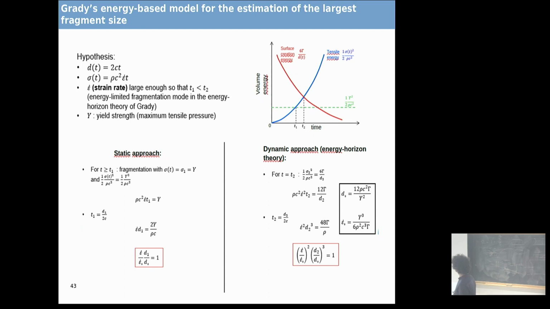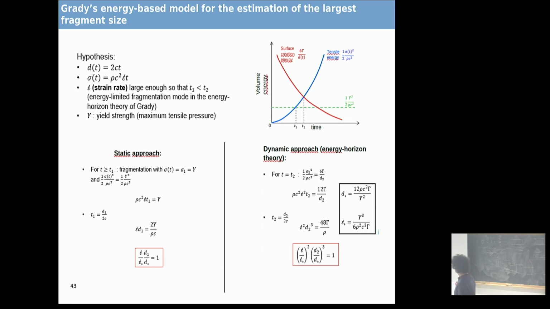Okay, the diameter is a function of time like that. It gives the stress tensor as a function of the wave velocity and the strain rate definition here. And there are two different regimes. First one, if we plot the volume energy with time, we have the tensile energy, which is an increasing function, and the surface creation energy, which is a decreasing one.